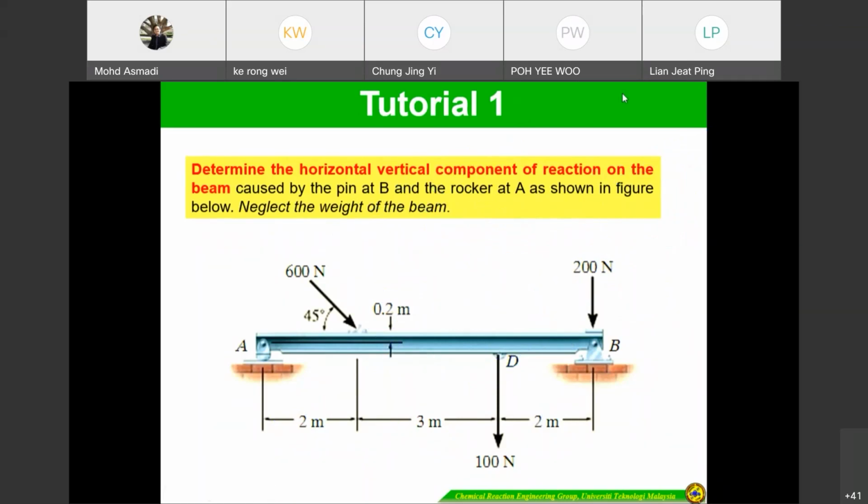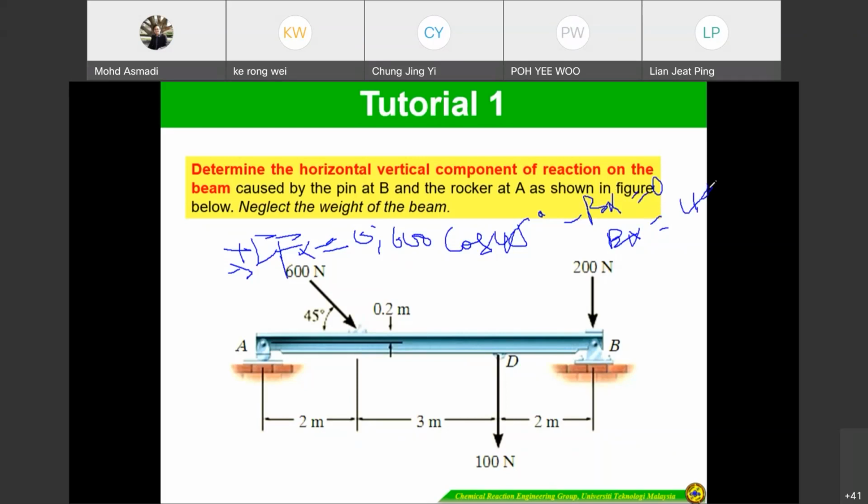So let's recalculate. We start with the total FX, positive in that direction, equal to 0. 600 cos 45 minus BX equal to 0. Okay, BX equal to 424.